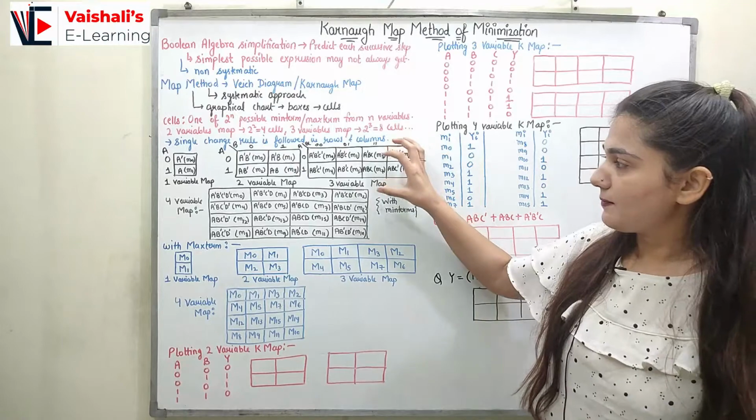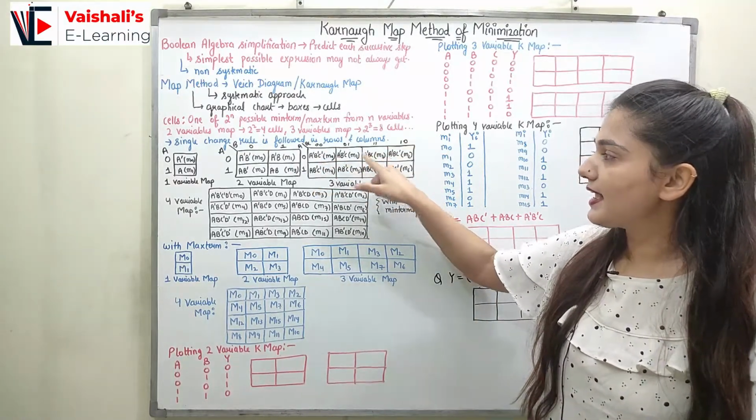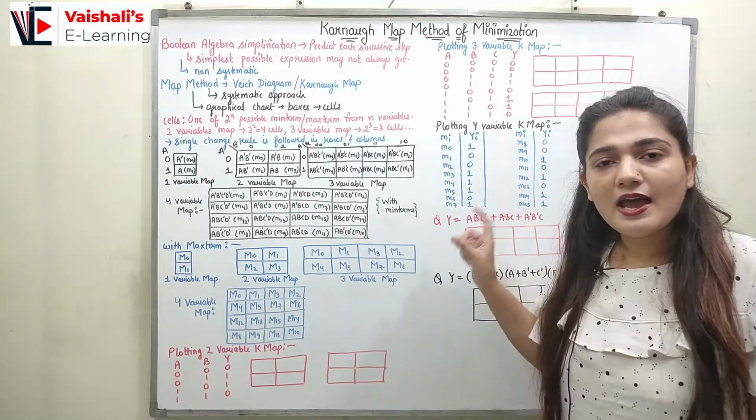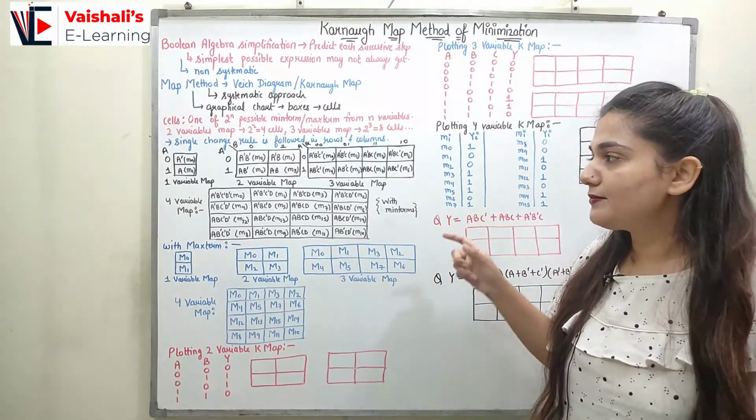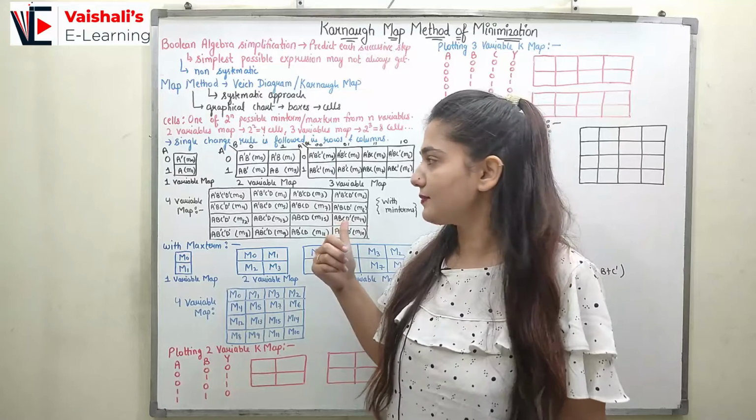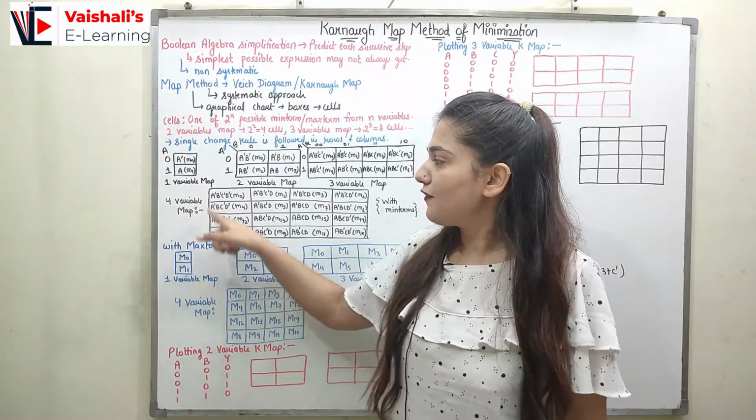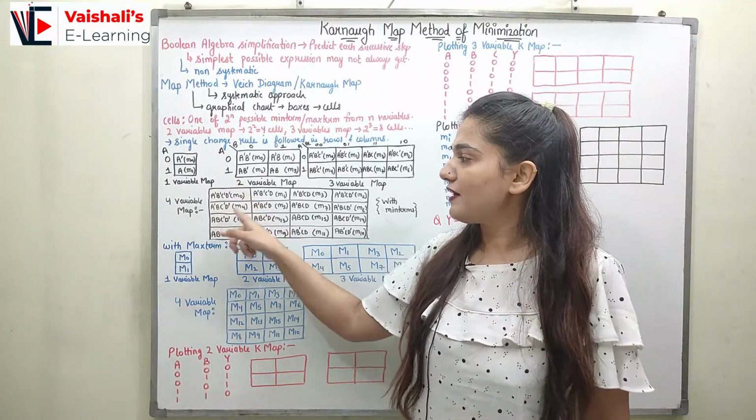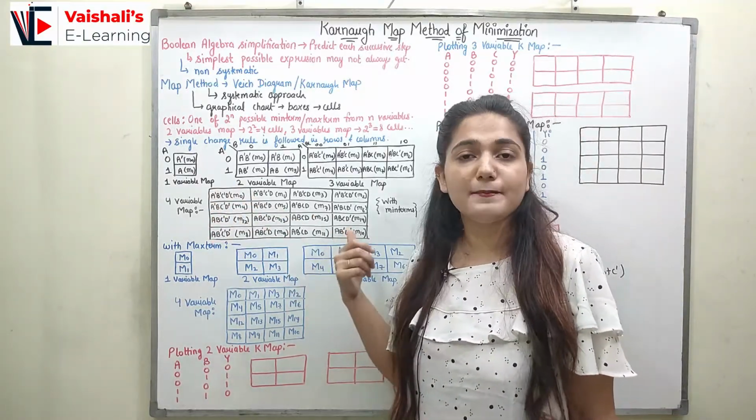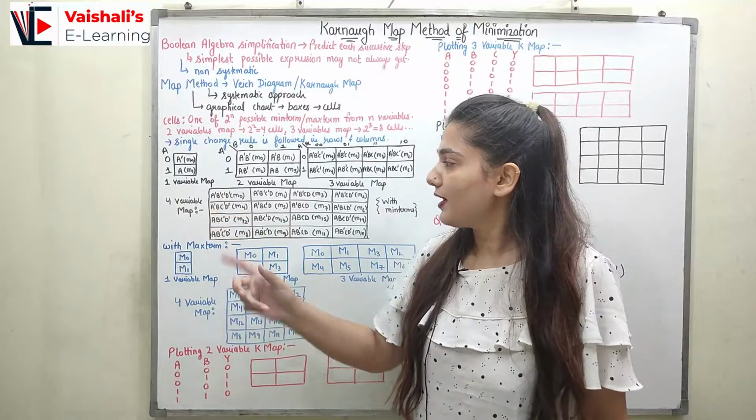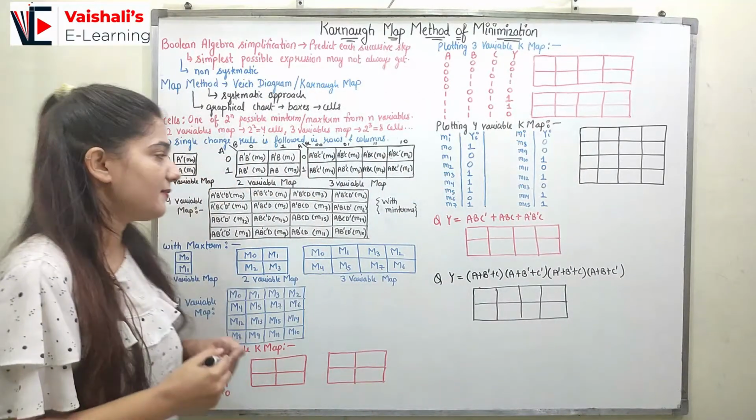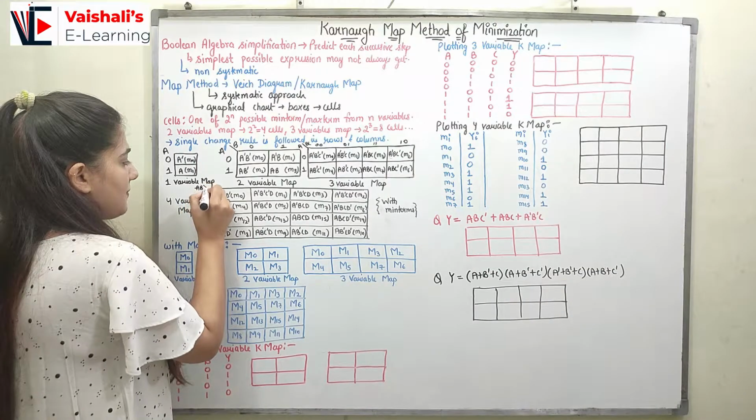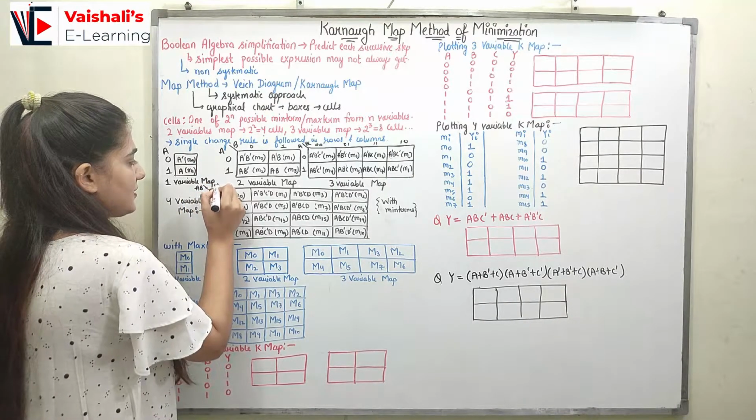So in the 3 variable map you can see each cell is representing a minterm, right? So this I have plotted in the form of minterms. You can plot it in the form of max terms as well. Now coming to the 4 variable map. In the 4 variable map, this is my first cell which is representing my minterm 0, right? So here what would be the 4 variables over here? A, B and C, D. So here I will be taking AB and here I will be taking CD.